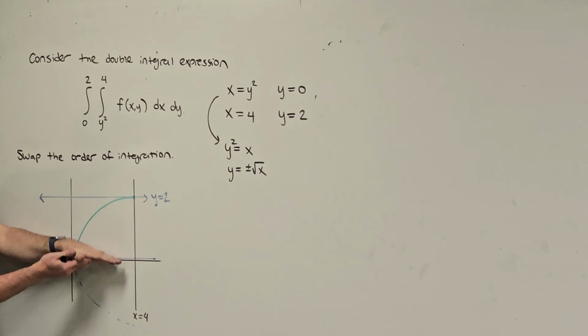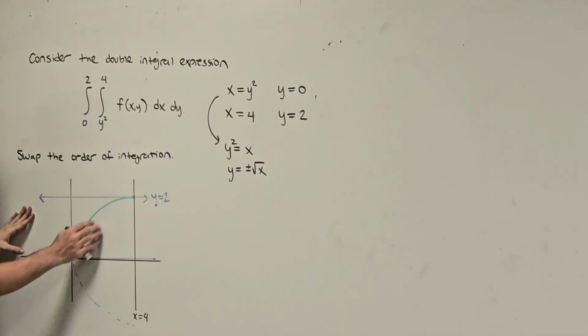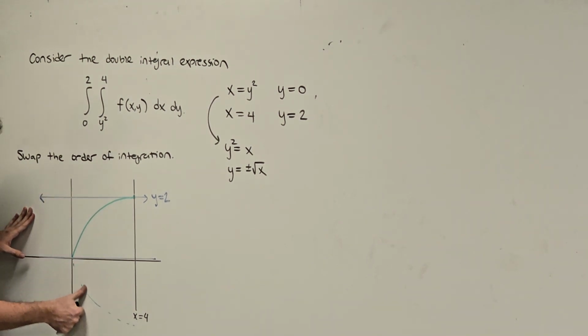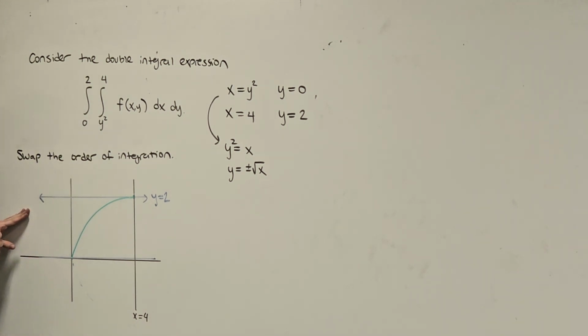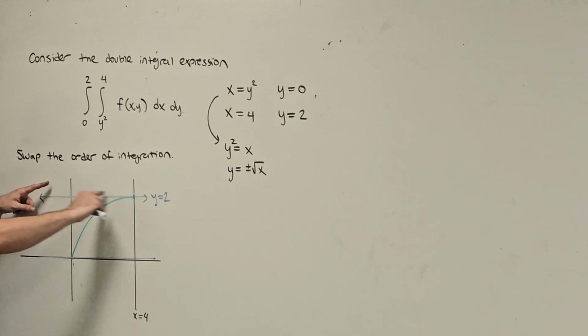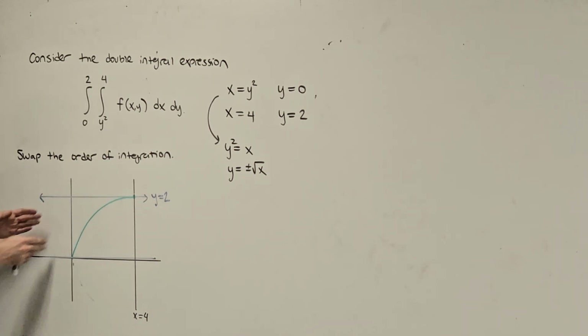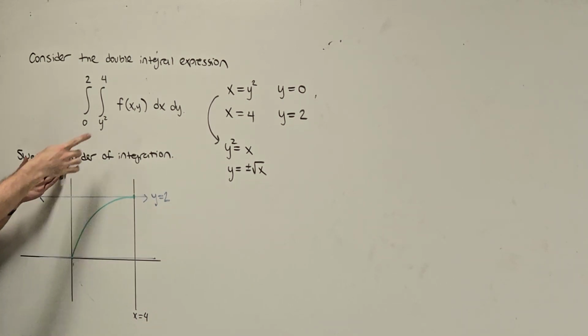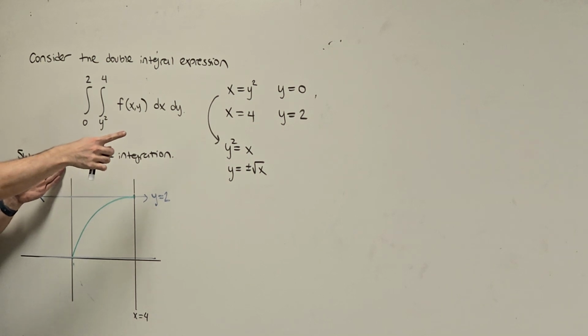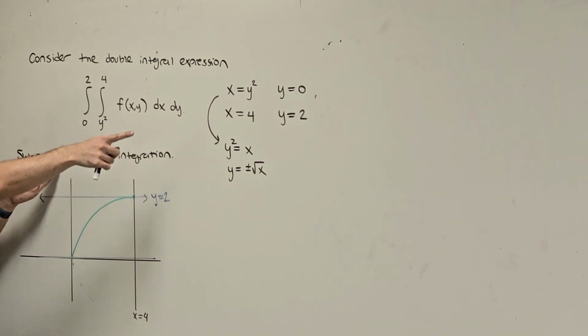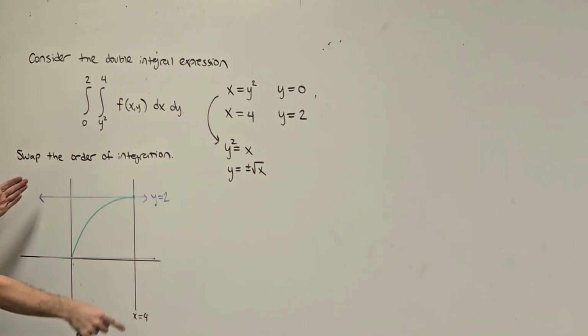I'm going from y equals 0 to y equals 2. I know I want this space here. I actually really don't need this in my drawing at all. Sketch the line y equals 0, the line y equals 2, the line x equals square root of y, and then x equals 4.